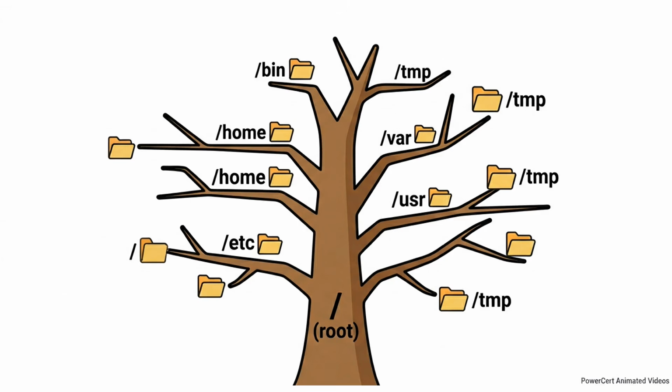In Linux, everything starts from a single place called the root directory. It's represented by just a /. That's it. Just a slash. Think of it like the trunk of a tree. Every single file and folder on your Linux system, no matter which hard drive or USB drive it's on, branches out from this one root. There's no C drive, no D drive, just one unified tree starting at /.